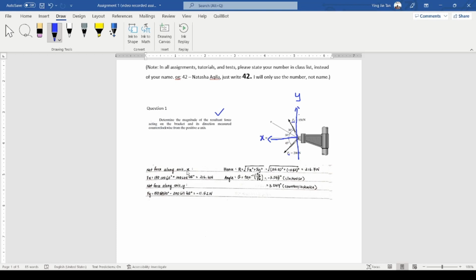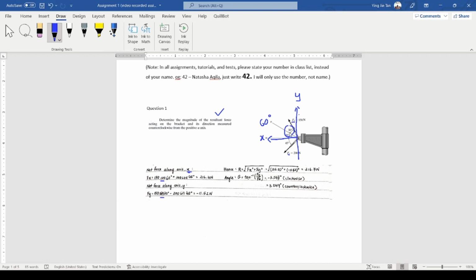Firstly, we get the net force along the X axis. To get the net force along the X axis, we resolve F2 to X. To resolve F2 to X, we add this 30 plus 30, we get 60 degrees. To resolve force to X, we use cos, and to resolve force to Y, we use sine. So right now we are at the X axis, so we use cos.